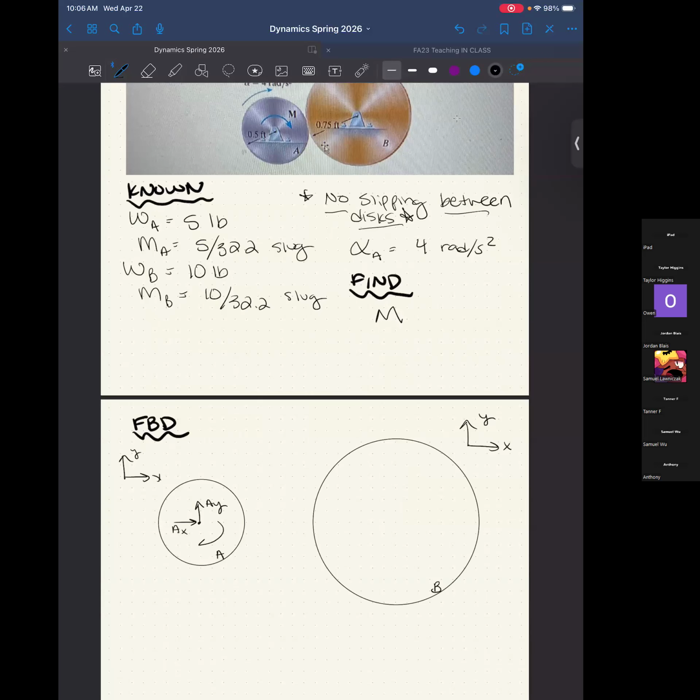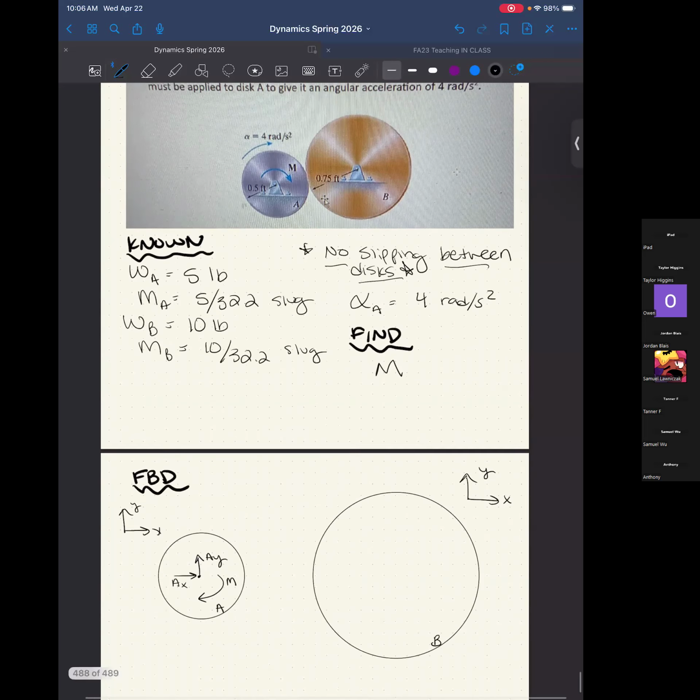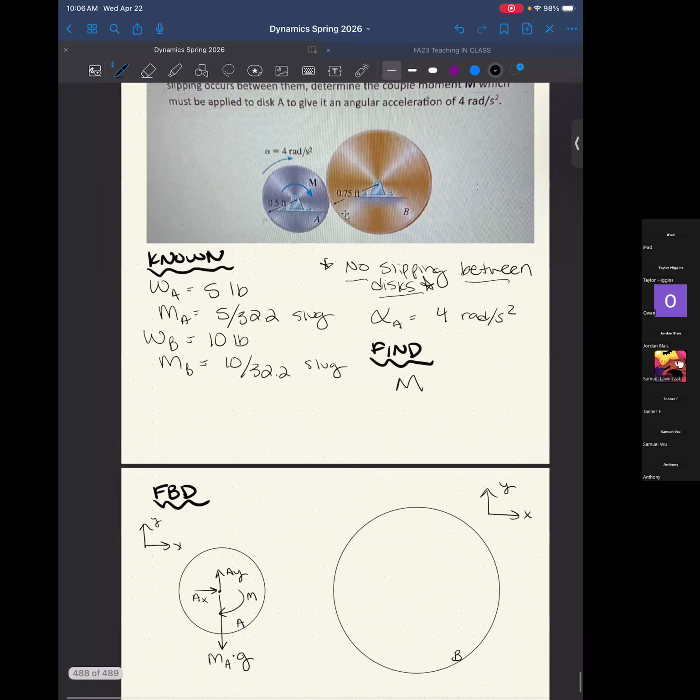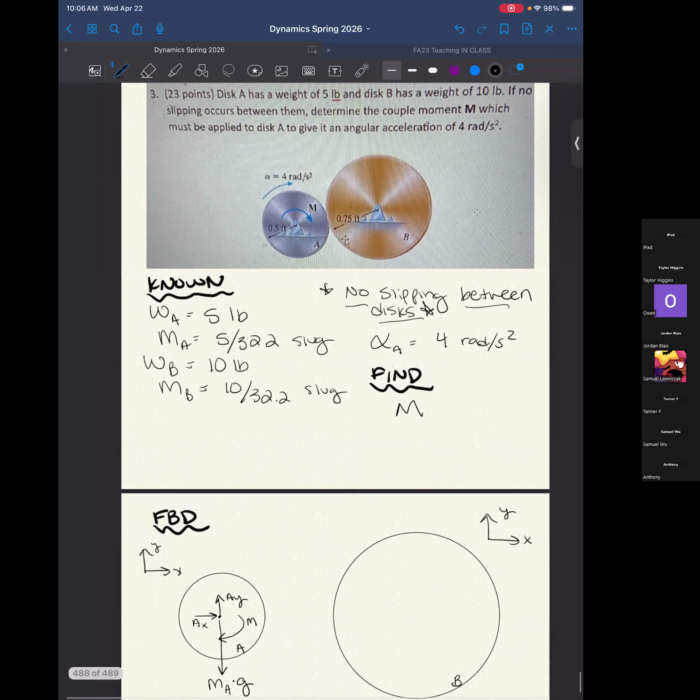I've got some reactions at these pins. I've got some couple M. And I've got some weight, m_A g. And then I also need to account for the fact that B is on it. So let's estimate that the contact point is about right here. It seems to be slightly up and to the right of the pin. So I'm going to have a normal force that pushes against A.